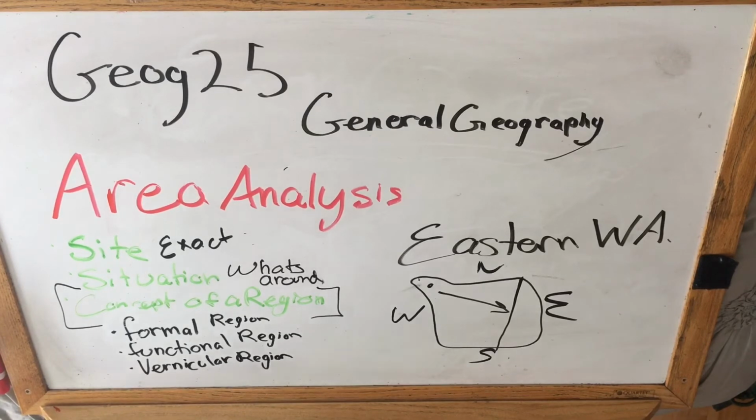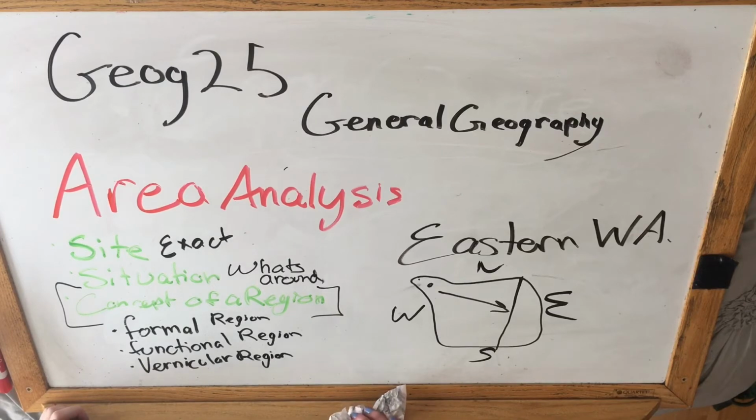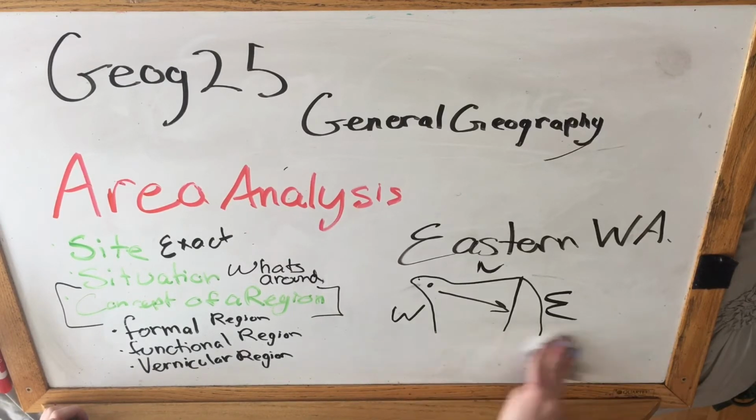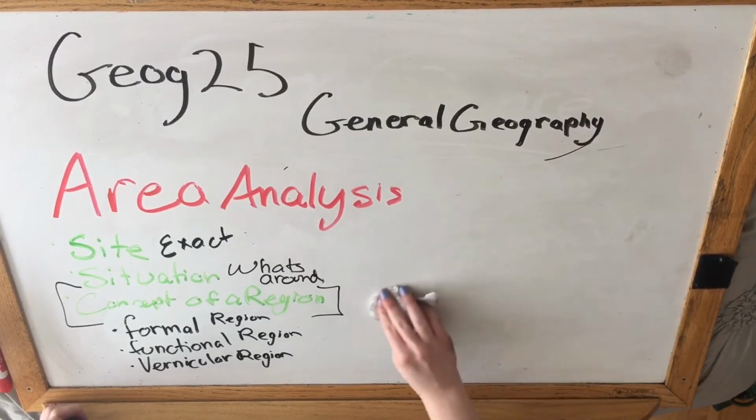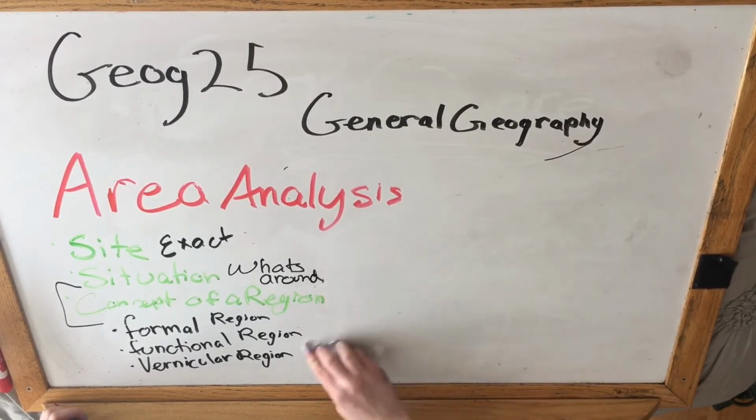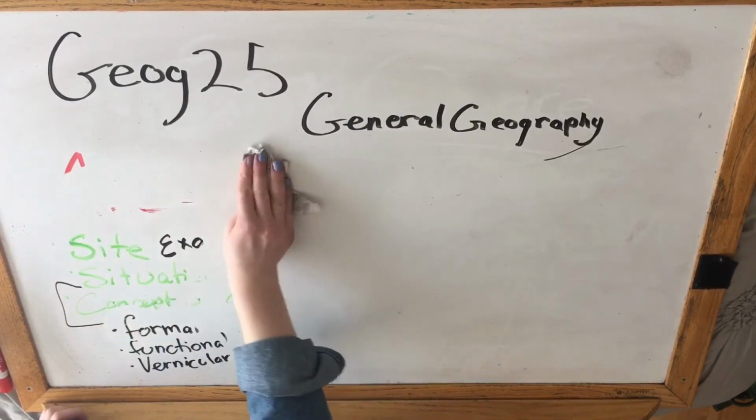So a vernacular region is a widespread perception of the existence of a region, held by people within or outside it. It doesn't really have any borders, as I said before, and it's more just your sense of place. But you can't just make up a vernacular region. It needs to be well known, obviously. We're going to talk about spatial analysis next.